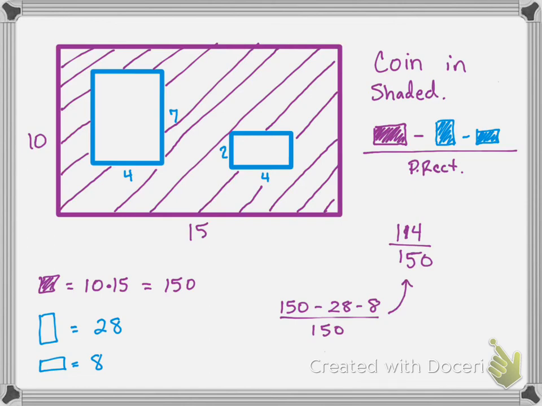Now, will this simplify at all? Yes. What can you divide both of these by? 2. Definitely we know we can divide by 2. And we already did 114 divided by 2 is 57, over 75. Will that go down one more time? Yes. Didn't we already see last time that 3 will go into 57? And I know 3 will go into 75 because 3 times 25 is 75. 19 over 25. So 19 out of 25. Okay, that one's done.